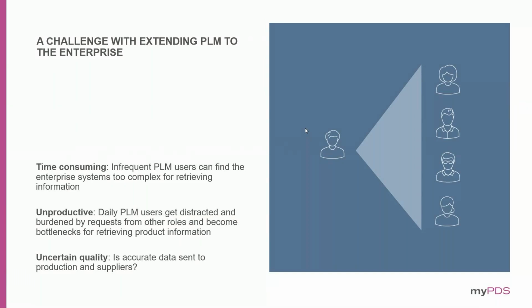And once again, it can be unproductive because daily PLM users get distracted and burdened by requests from other roles, becoming bottlenecks for retrieving product information. So somebody that doesn't have access to Windchill, or once again, feels it would take them too long to find what they need, is going to find somebody that is comfortable in the system and ask them to retrieve information for them, which now stops that person from doing what they're doing to help someone else. So there's a trade-off in where the work is being done.